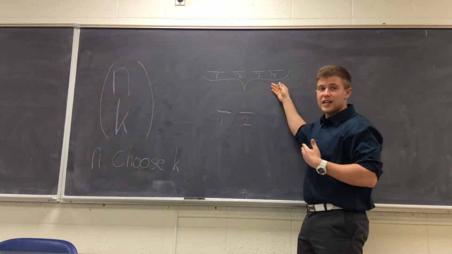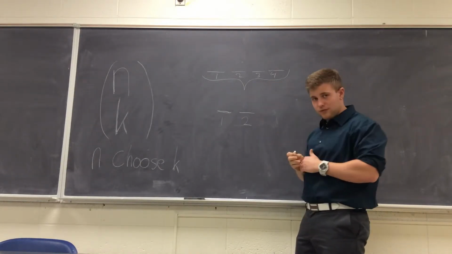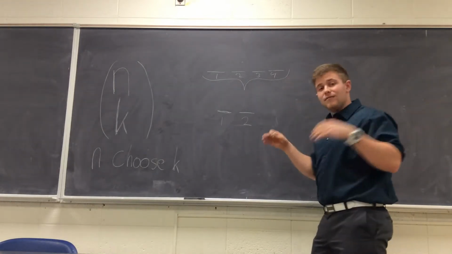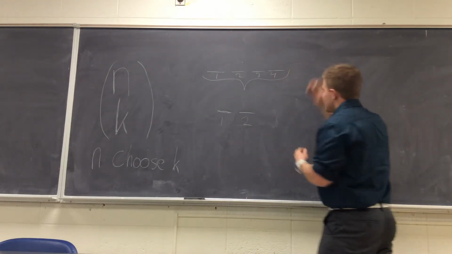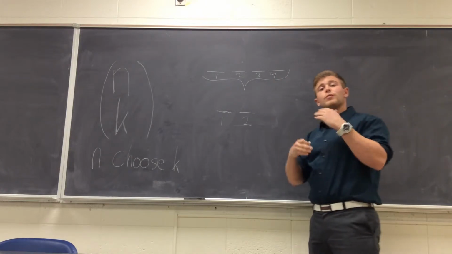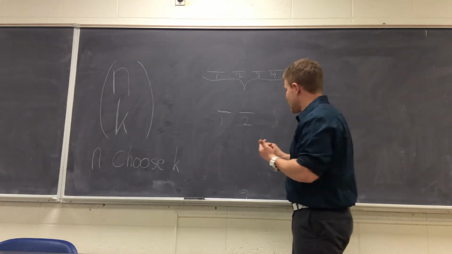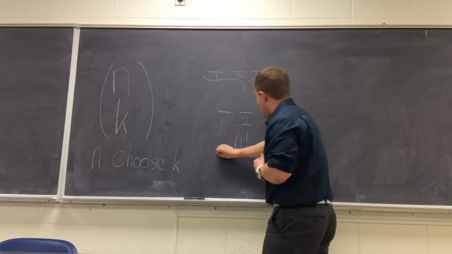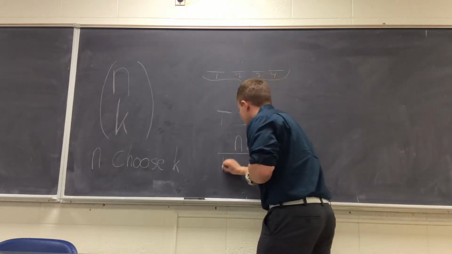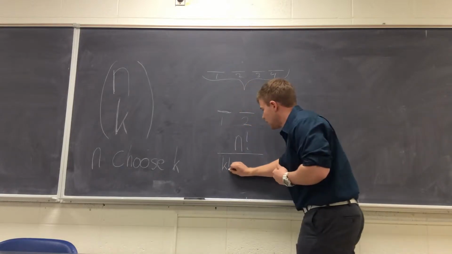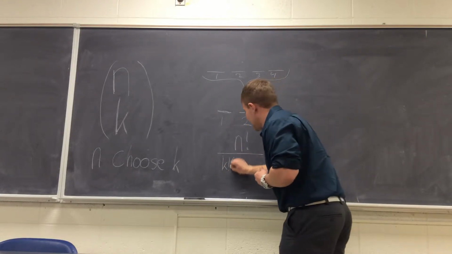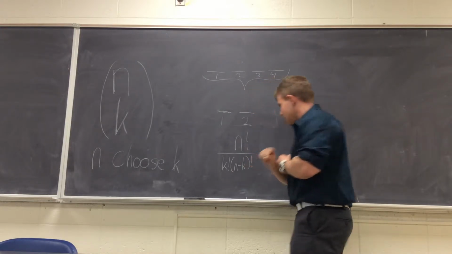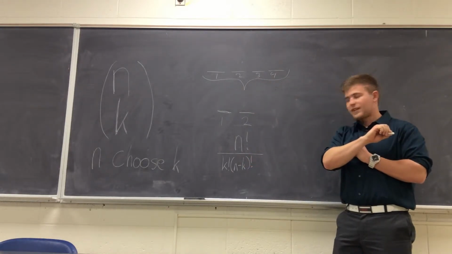Okay, so this would be our n. Our n would be equal to 4, and this would be our k. K is equal to 2 in this certain example. Okay. So, the actual mathematical formula for this is n factorial all over k factorial times n minus k factorial. Okay. Let that sink in real quick.